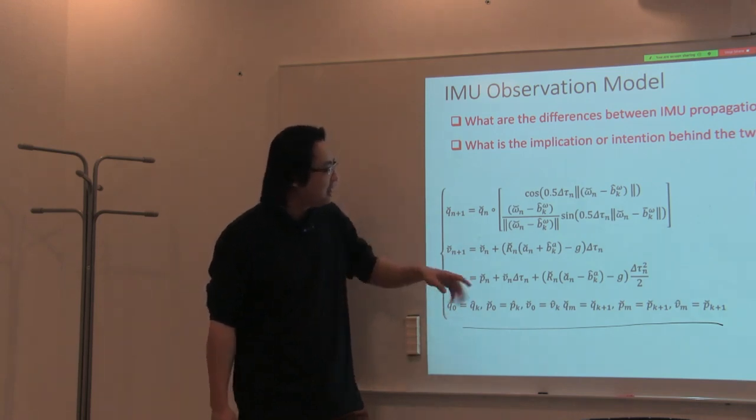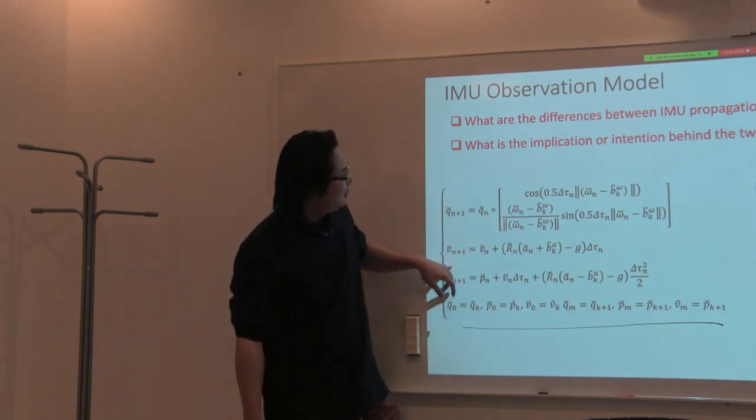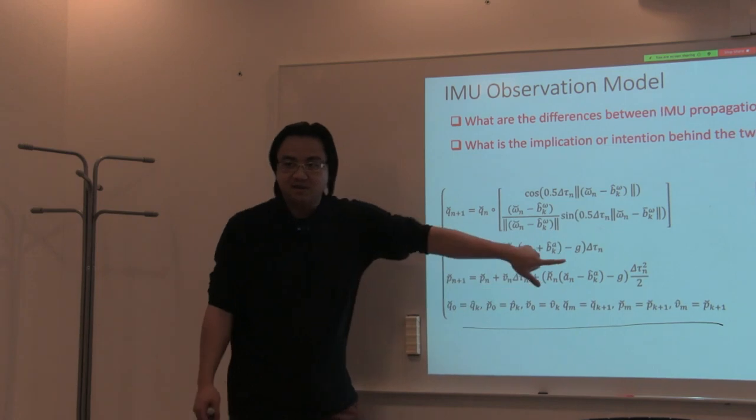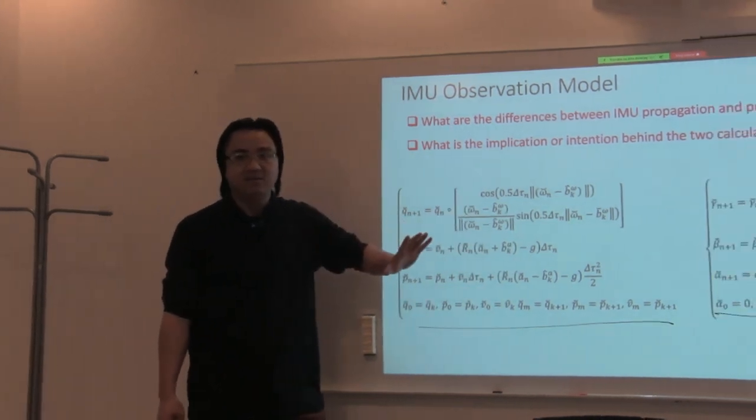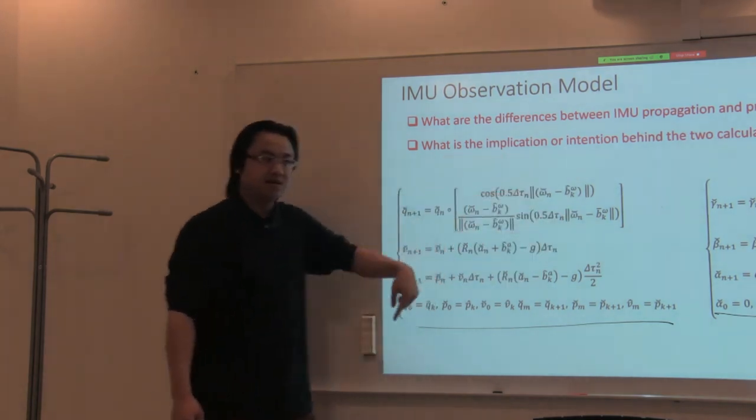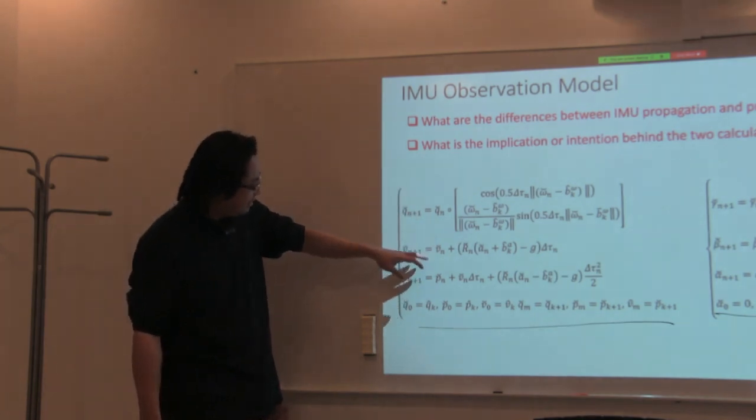Yeah, we will go to that slide. So first, if we go to this slide, we just realize this one needs the initial state, the other one doesn't need the initial state. That's just the takeaway for now, and the implication and intention we're going to discuss next.